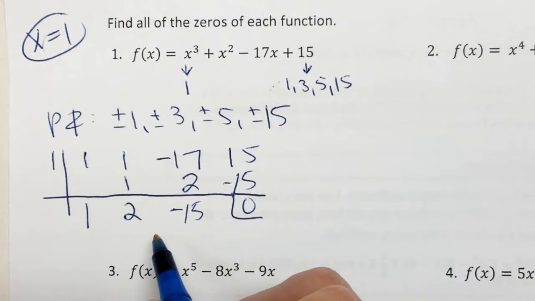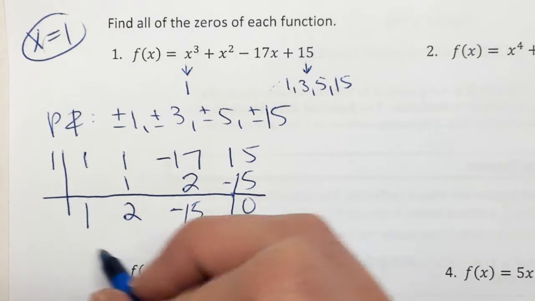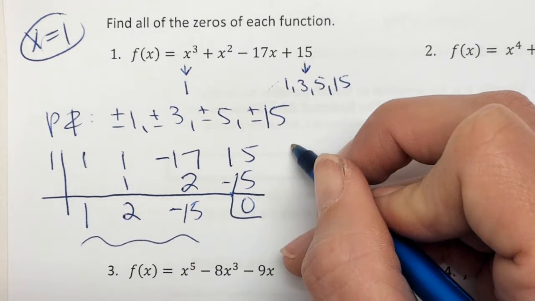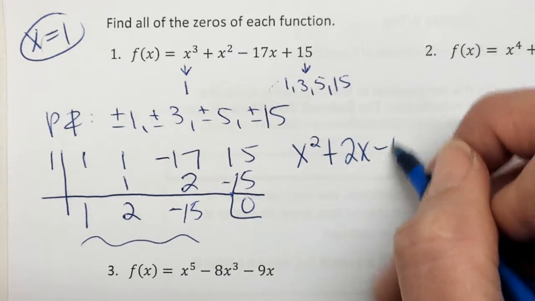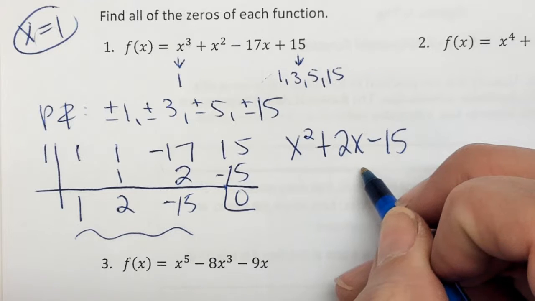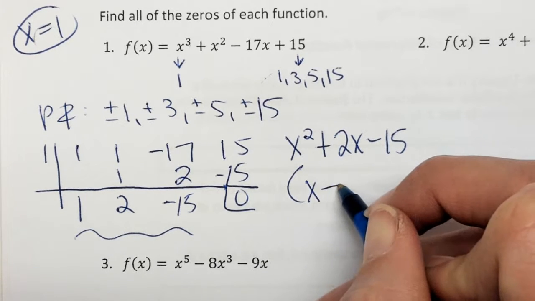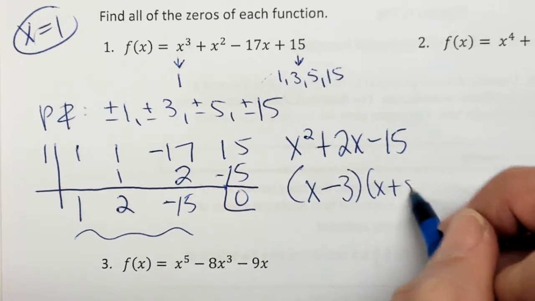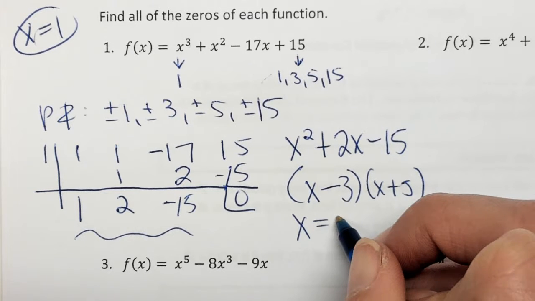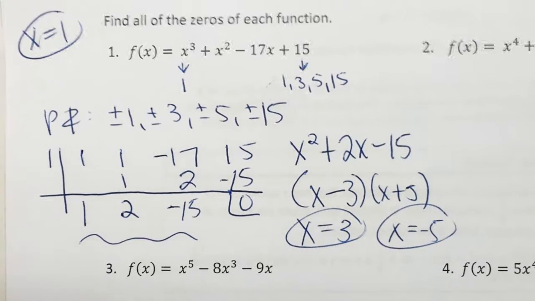Now write this as a polynomial. So that'll be what? Plus, minus 15. Good. Can I factor this? Into what? Yeah, -3 and positive 5. Good. So what are my other two zeros? 3 and -5. Good. So that's all 3 of my zeros, so I'm done.